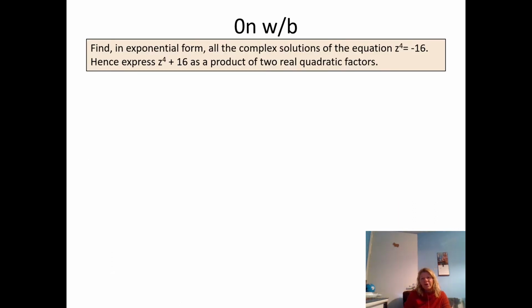So if we can pause the video here, it says find in exponential form all the complex solutions to z to the 4 equals minus 16, and then hence express that as a product of two real quadratic factors. So if we could pause the video now before the solution pops up, that would be great. It'll probably take a little while. So have a go. Do it on the big whiteboards if you like, then you've got some space.